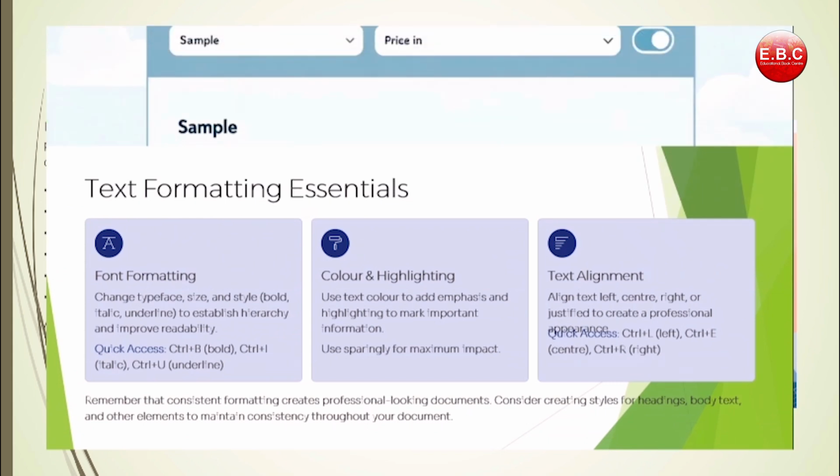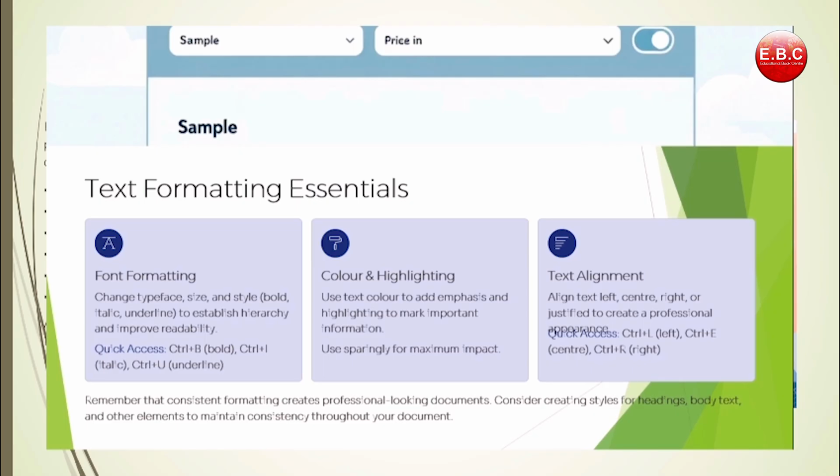Text formatting essentials. First one, font formatting. You can change the font size, font type, font style like bold, italic, underline to establish hierarchy and improve readability. For quick access, the Ctrl plus B shortcut key is used for bold text, Ctrl plus I for italic text and Ctrl plus U for underlining the text.